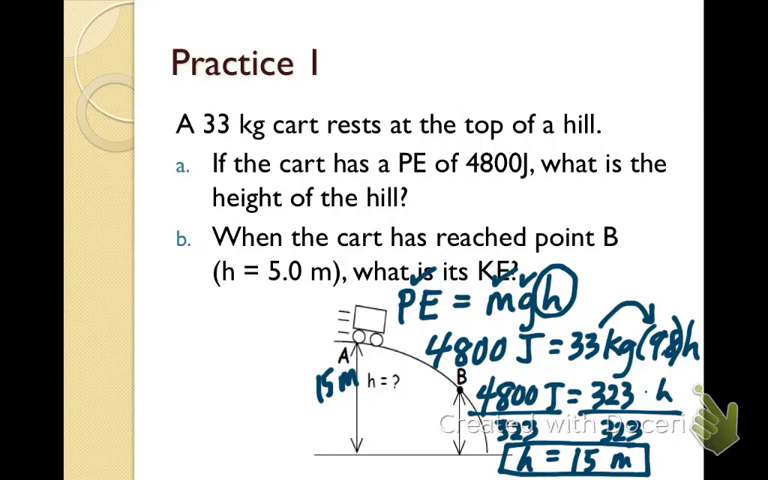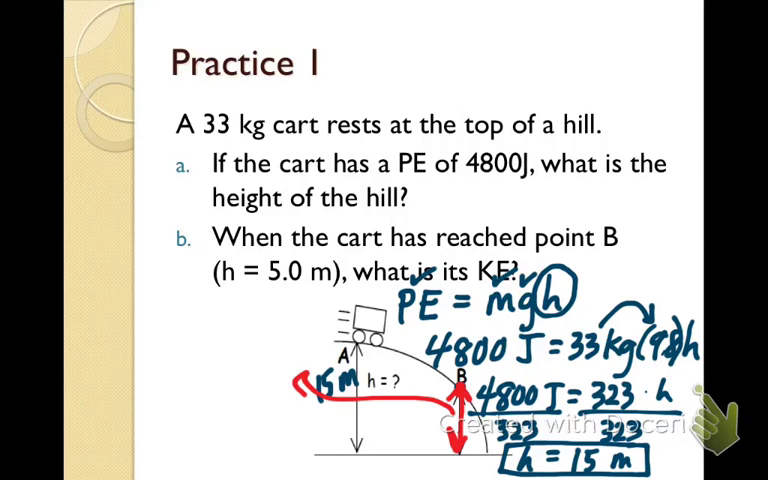Okay, so part B says when the cart has reached point B, height of 5 meters, what is its kinetic energy? Okay, so at 5 meters, there are a couple of ways to solve this. I'm going to just highlight that part B as now my height is 5 meters. So we know that at 5 meters my total energy still has to be 4,800 joules.